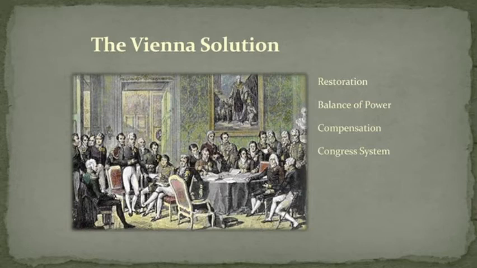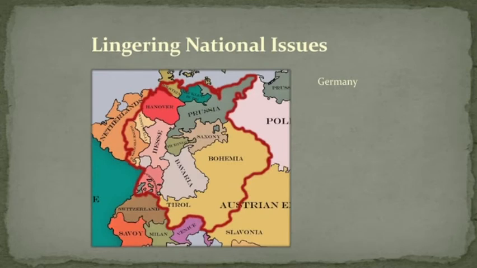All right. And I should mention that they did a pretty good job at this, because in 1815, they stopped meeting. And there wasn't another major flare-up in Europe until 1914, which was World War I. So 99 years of peace, especially in Europe, is not such a bad track record. All right. However, there were some lingering national issues. Not everybody was happy.